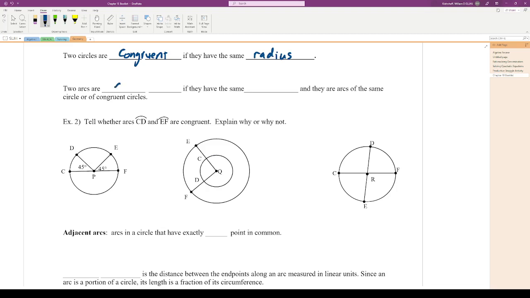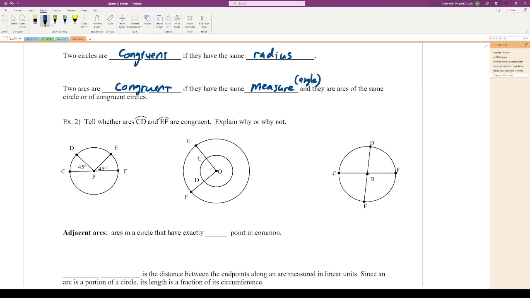Two arcs are congruent if they have the same radius. Nope, same measure. So radius is taken care of by the second part. So if they have the same measure, remember that means angle measure, and they are arcs of either the same circle or two congruent circles. Because if they're on congruent circles, they might as well be the same circle because same measures. So when we're talking about congruent, we're not talking about angle measure. Now we're talking about the length of the arcs. So congruent means two things that are equal in length.